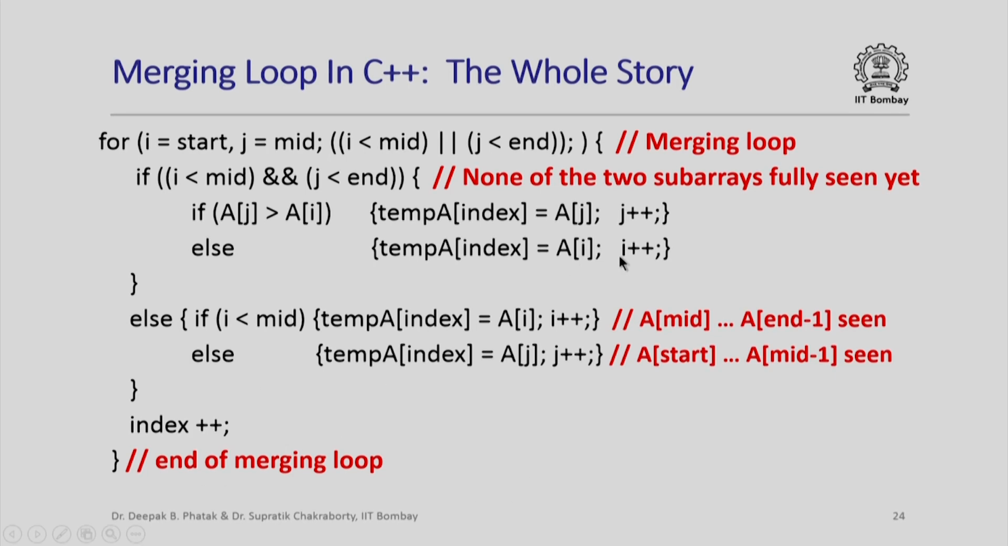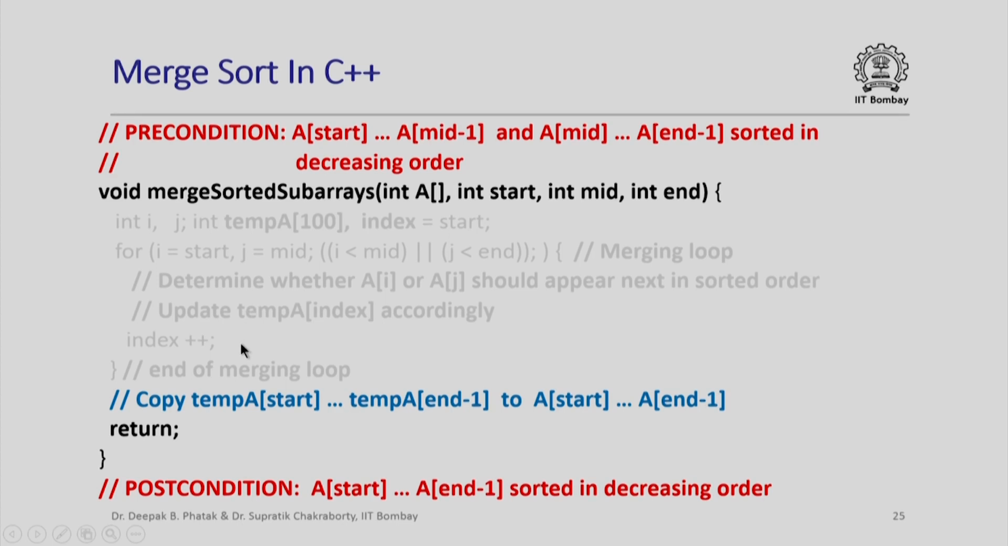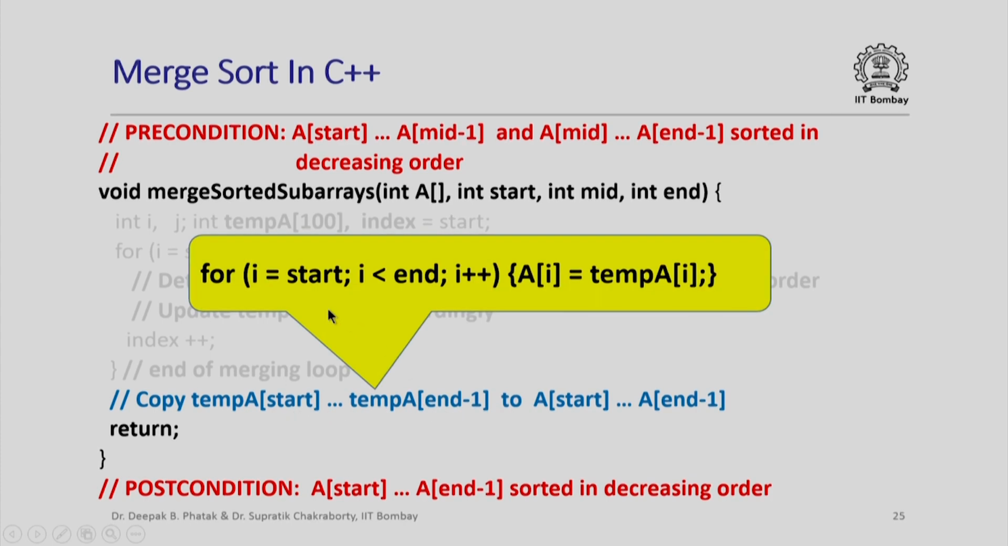As you would notice, i is only incremented, j is only incremented, which means that I am basically going over each of the sorted subarrays only once from its starting index to its last index. After we have merged the two sorted subarrays, we then need to copy the values from temp A to A at all the indices from start through n minus 1. So this is done by a simple for loop over here, where I have reused the running index for the first subarray here to denote the index at which position I am copying from temp A to A.